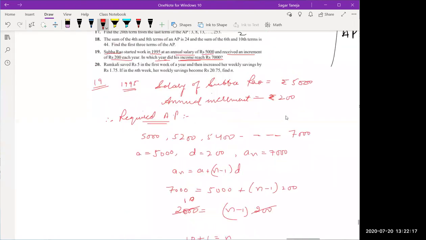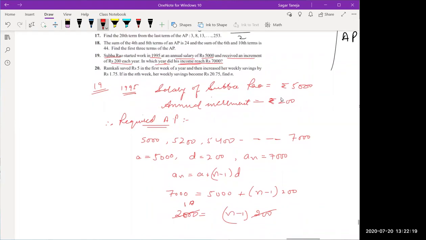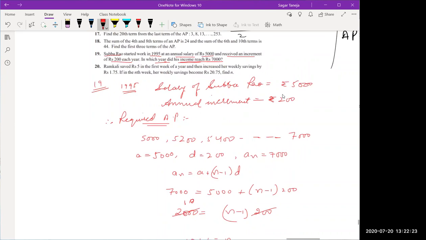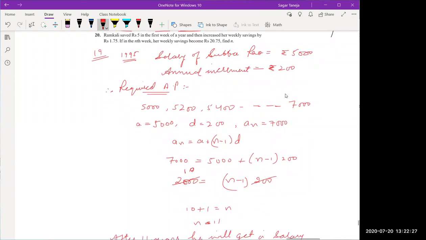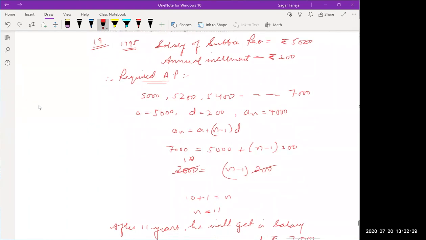See, he got a salary of 5,000 in the year 1995. So in the year 1995, he has started working. So in 1995, he is going to get 5,000 only. 1996, 5,200, like this. 1997, 8, 9, and 2000, and 1, 2, 3, 4, 5, 6. In 2006, he'll get 7,000 if you want to write the year. So add 11 years to that.